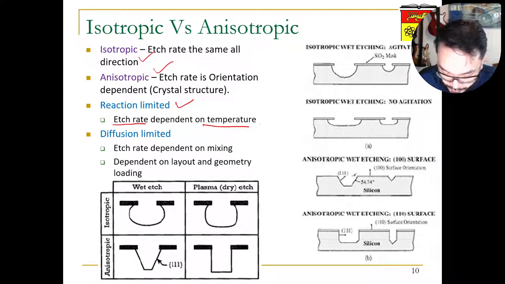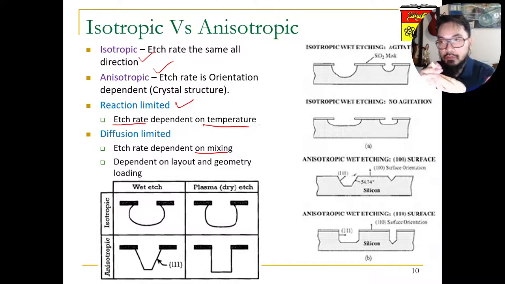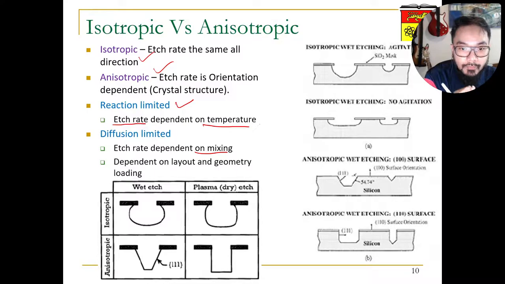It can also be diffusion limited, whereby the etch rate can be dependent on mixing. For example, in wet etching you have a chemical reaction, and a chemical reaction will result in a byproduct. The product of the reaction will dissolve into your etchant, into your liquid, and mix around, and therefore it will reduce the amount of your active etching molecule. So as time goes by, the etch rate will drop because there are less and less active etching molecules, as they have been mixed with the byproduct of the etch chemical reaction.